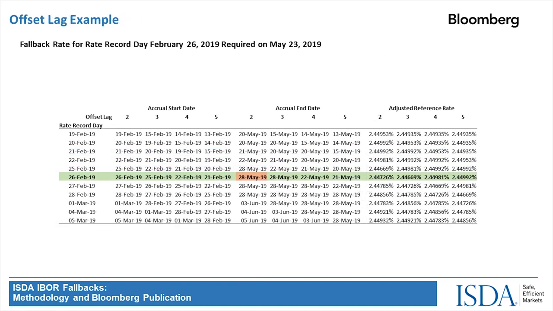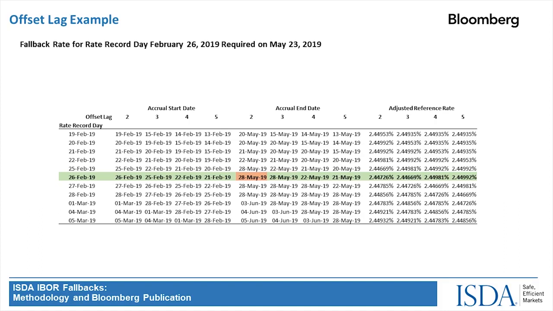The 2 business day offset lag used in the determination of the accrual period doesn't guarantee that the fallback rate for a given rate record day will be available on any given observation date, which is typically 2 business days prior to the payment date for an instrument using it. For example, we may have a swap in which one of the cash flows has a reset date of the 26th of February 2019 and a payment date of the 28th of May 2019. So we would need to know the rate corresponding to a rate record day of the 26th of February 2019 by the 23rd of May 2019.